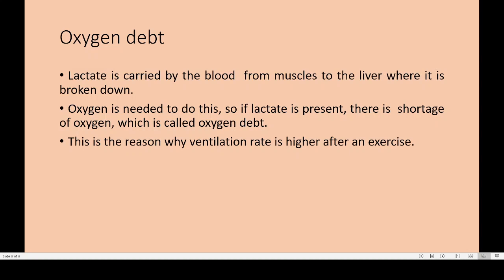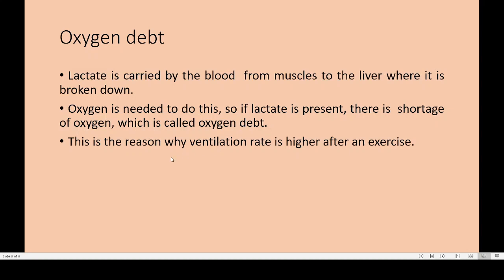A lot of oxygen is needed. But if your body is working very fast, for example you are running, a lot of lactic acid will be produced by your body, that will be taken to the liver, where the liver may not be getting enough oxygen for converting this lactic acid into glucose or other kinds of product. So what happens is that there is a deficiency of oxygen, and that is known by the name oxygen debt.